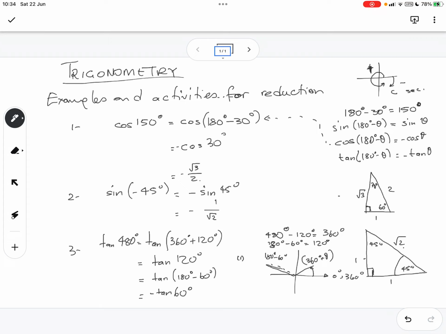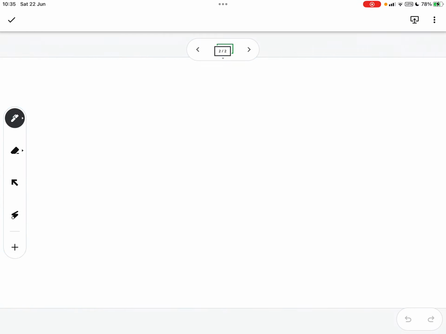Then if we go to special triangles, tangent of 60 degrees is root 3 over 1, opposite over adjacent, then this equals negative the square root of 3. And for that, you will get 3 marks. So far, yeah.